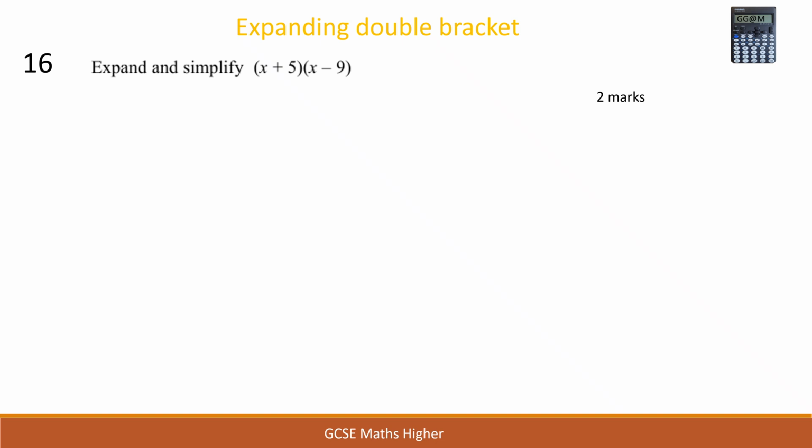This is a question on expanding a double bracket. So we've got to expand and simplify this expansion here. So x plus 5 times by x minus 9. Again, it's worth 2 marks. Press pause, have a go at expanding, press play when you're ready to hear the answer.